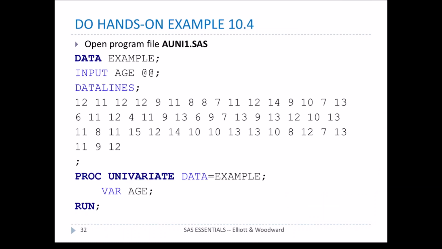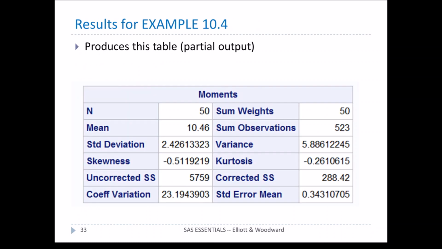All right, here's an example for us to try. Example 10.4. Open up the file called AUNI1, and we see here that we're reading in 50 values using the input age at. And then we simply have a PROC univariate data example var age. That's a very simple way to get the PROC univariate to work. And then we get a number of tables. This is just showing one of the tables.